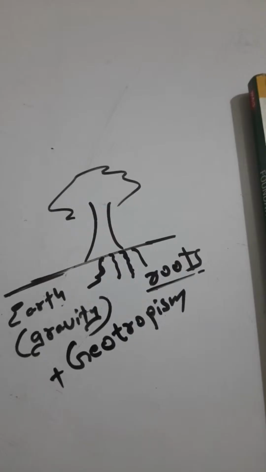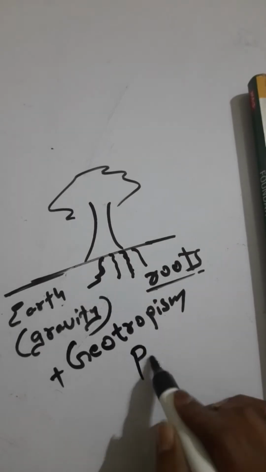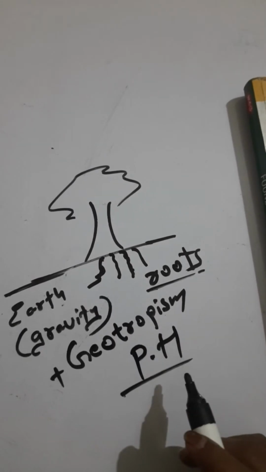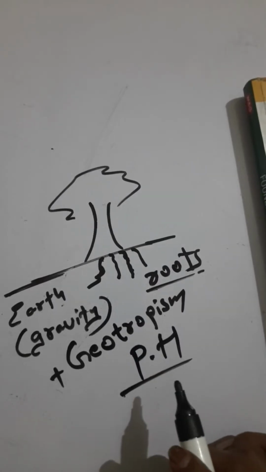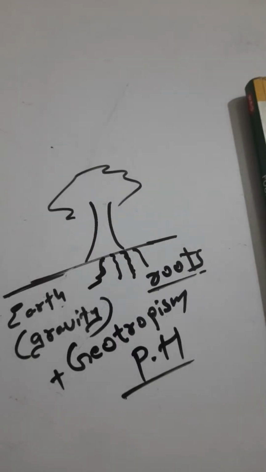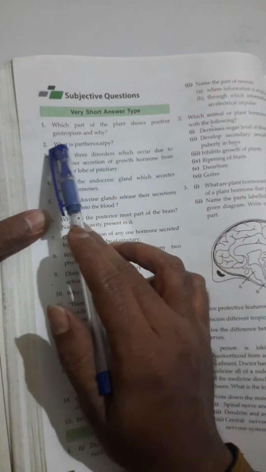Clear? And what they have asked, why? Why do the roots show positive geotropism? Due to differential growth caused by unequal distribution of auxin. What is auxin? Auxin is a plant hormone. So due to differential growth caused by unequal distribution of auxin. Is it clear, students? No issues. So let's continue. This is the first question: which part of the plant shows positive geotropism and why?